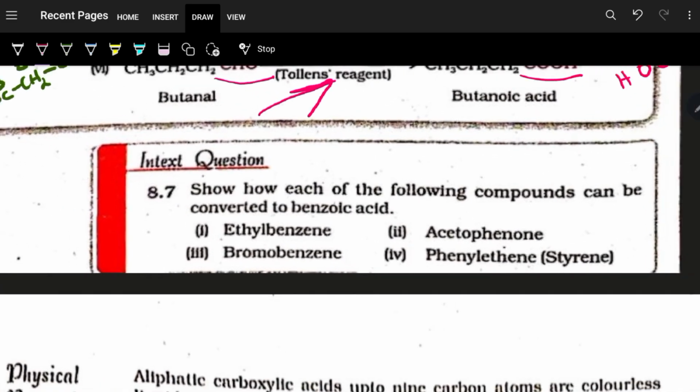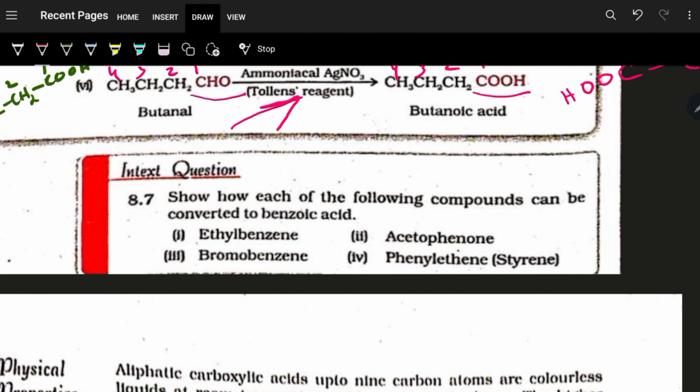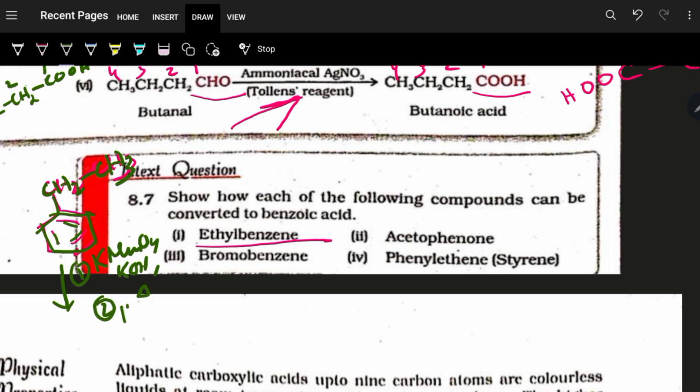Next, Intext question 8.7. Show how each of the following compounds can be converted to benzoic acid. Ethyl benzene, we have seen it. Ethyl benzene means there is a CH2CH3 here. So what will I do? I will give number 1, KMnO4, KOH, heat it, number 2, H3O plus, and I'll convert it to benzoic acid.